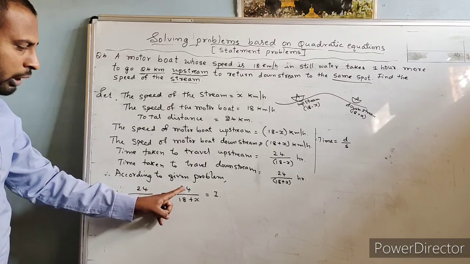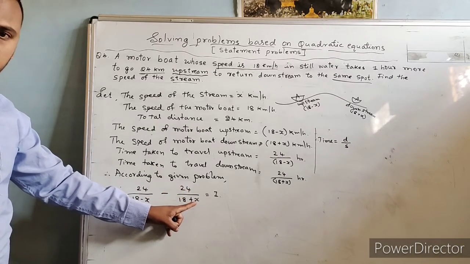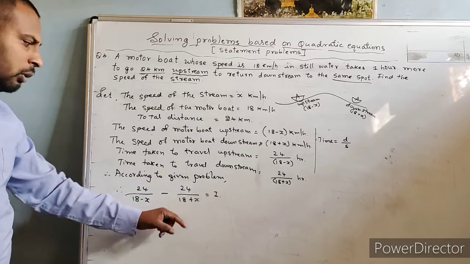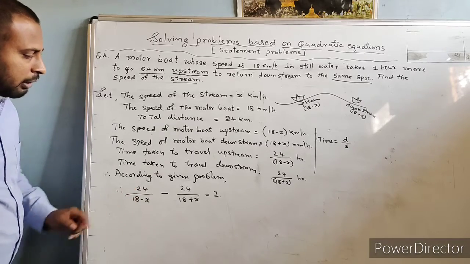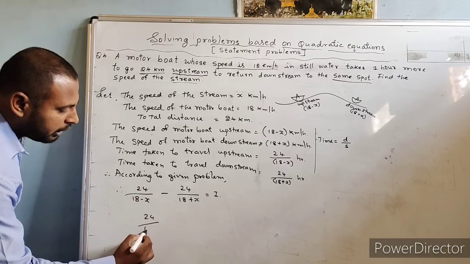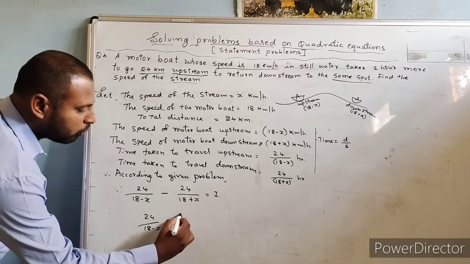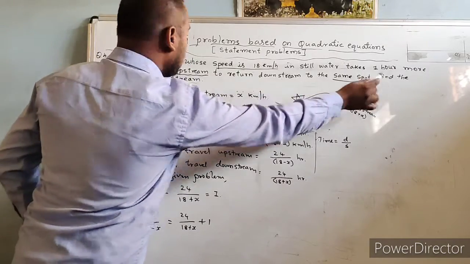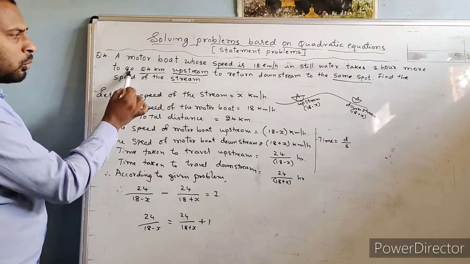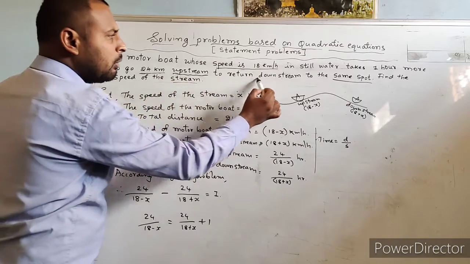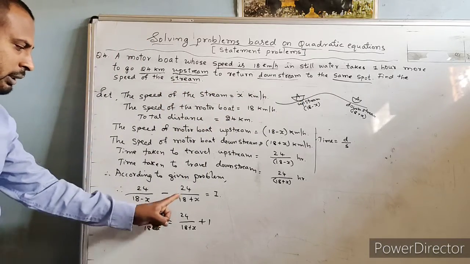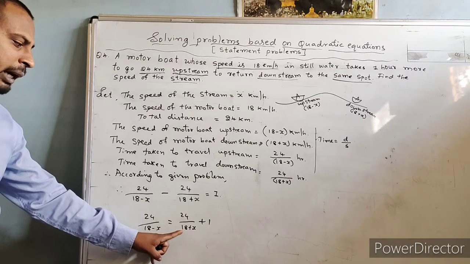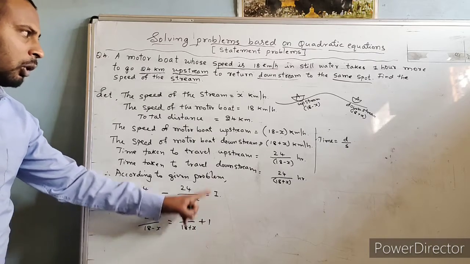Here, which is the downstream? 24 divided by 18 plus x is the time taken for downstream. So upstream will take 1 hour more. Therefore we can write: 24 divided by 18 minus x is equal to 24 divided by 18 plus x plus 1, according to the statement. So 1 hour more to go 24 km upstream than to return downstream.